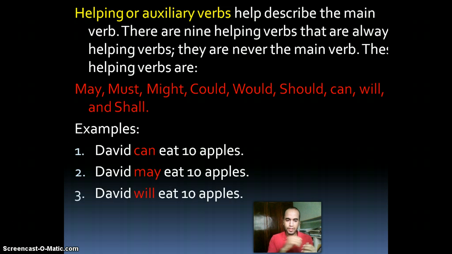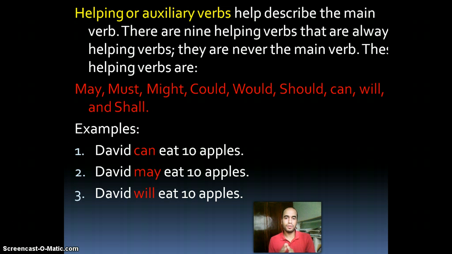Third, David will eat 10 apples. So here is a different auxiliary verb. Will tells us something about the future, which means that David will, in the future, eat 10 apples. It's not now, but in the future. So we can say that for the same sentence, when we use different auxiliary verbs, we have different meanings.